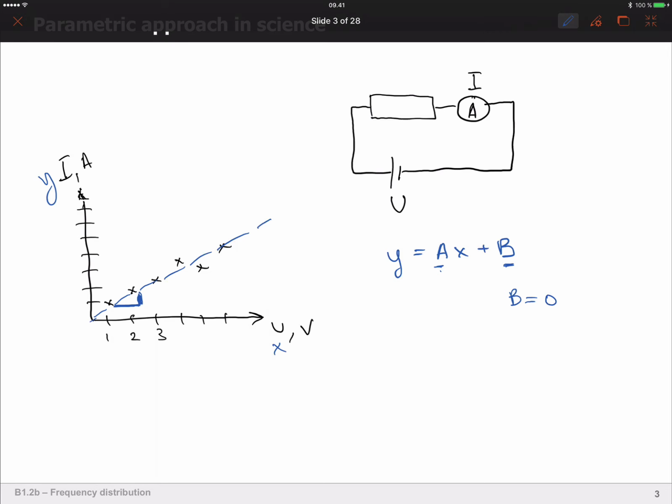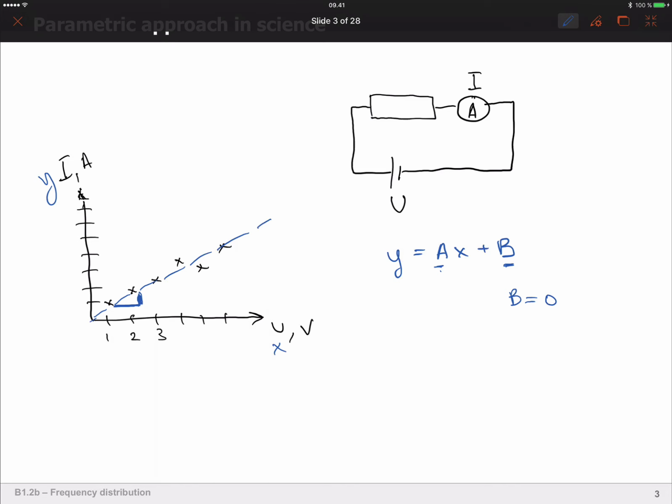For example, if the slope is 1, it corresponds to 45 degrees. If the slope is 0, it means the line is parallel to x. If the slope is infinite, it is parallel to y, and so on. So this parameter a is a very important one because it tells you what the current will be if you change the voltage by 1 volt, so how well your metal conducts electricity.